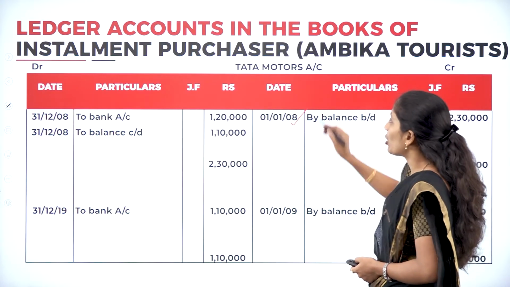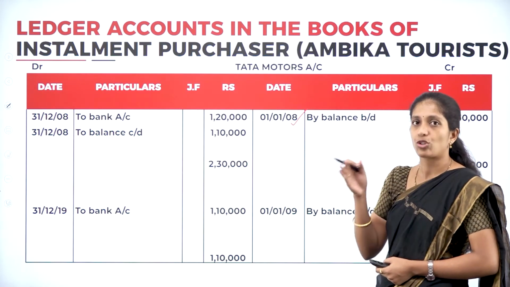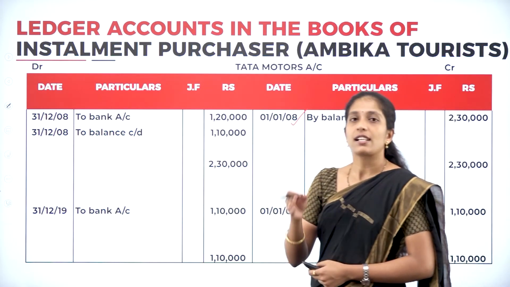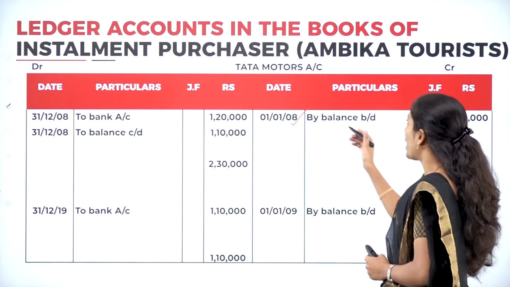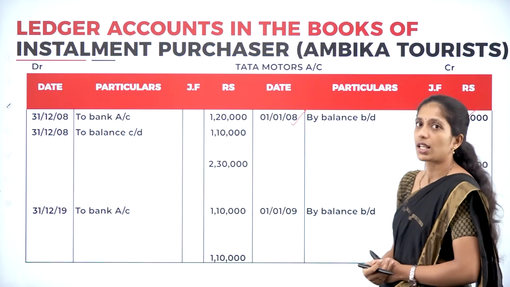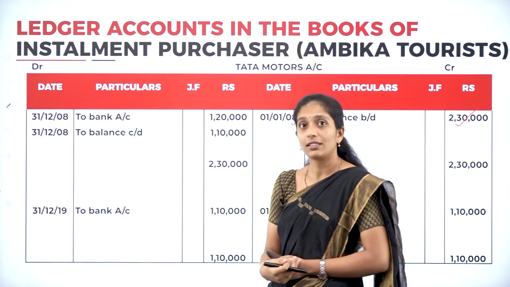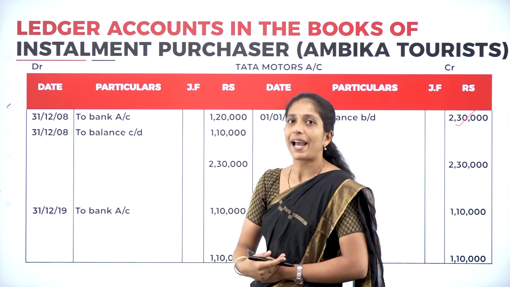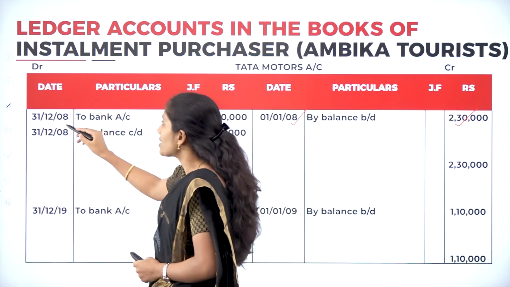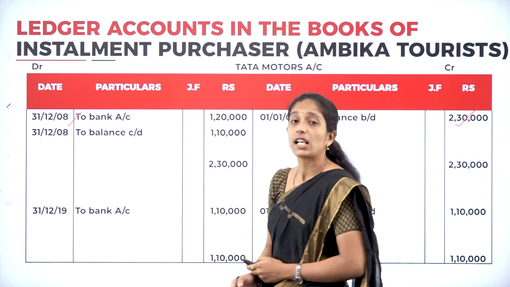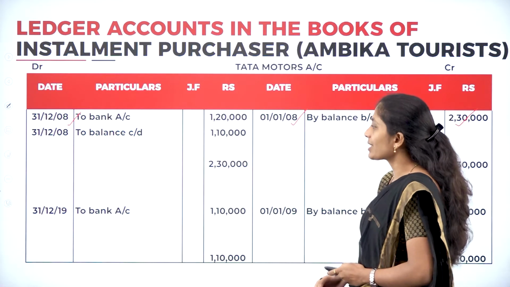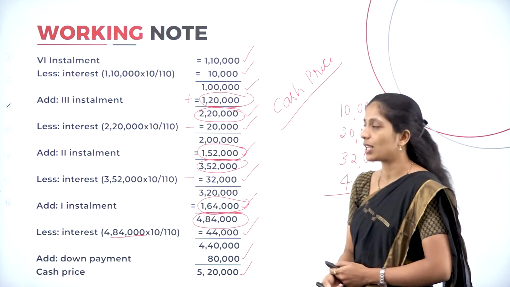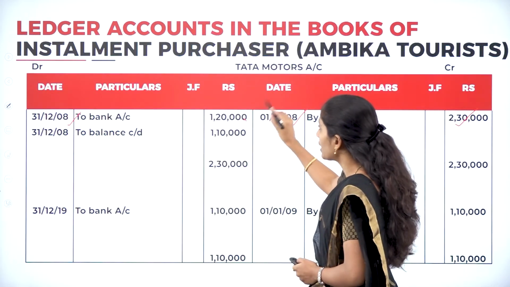Next, whatever amount you have carried down in the previous year, that is in 2007, you have to bring down the balance in the beginning of the next year, that is 1/1/2008. By balance brought down 2,30,000. Here also you are going to make the third installment payment. So what is the entry? Installment seller account debit to bank account. So 31/12/08 to bank account. This is for installment paid. Now what is the third installment? Third installment is 1,20,000. So record that amount, 1,20,000.